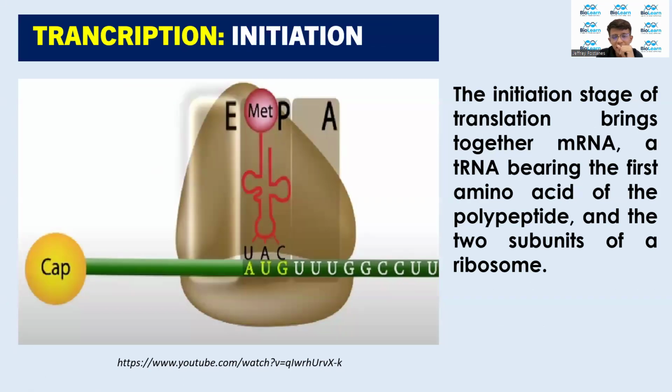Translation also has three stages. We have the initiation, elongation, and termination. During the initiation stage of translation, it brings together the mRNA, a tRNA bearing the first amino acid, and the two subunits of the ribosome. So you have here the two subunits of the ribosome.